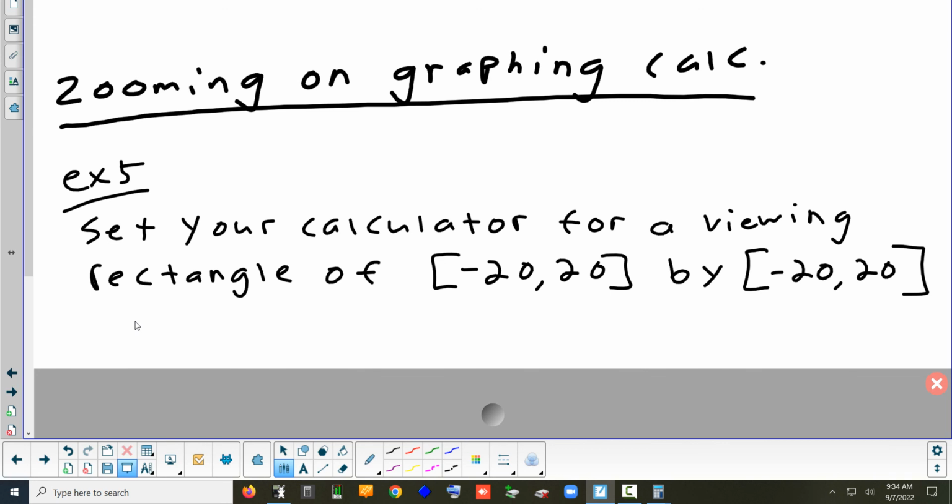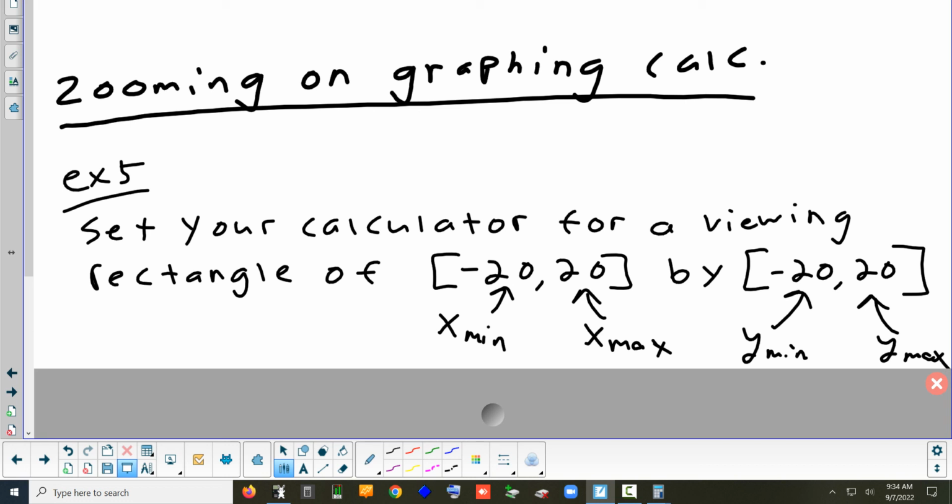When you see something written this way, this is what the numbers mean. On the calculator, that is the x min. That is the x max. So the first two numbers are x values. The second two numbers are y values. Y min, y max. Now, technically, in this problem, there is only one number you need to really adjust to be able to see the graph. It's that. But we're going to practice adjusting all four of them.